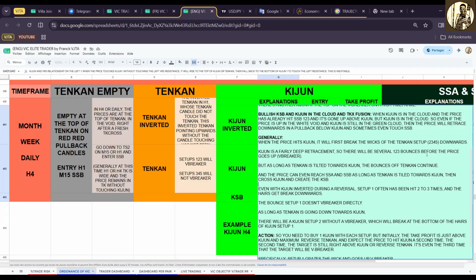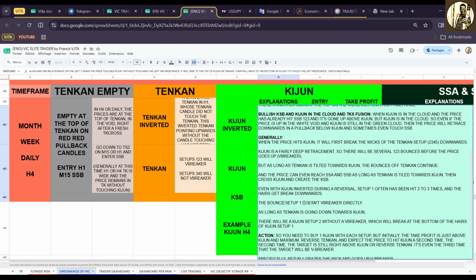And the price can even reach SSA and SSB as long as Tenkan is tilted toward Kijun, then crossing Kijun and creating a KSV. Even with Kijun inverted during a reversal, setup 1 has often been hit 1, 2, 3 times and the wicks get back downward.